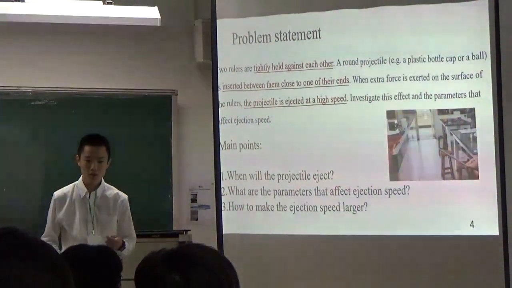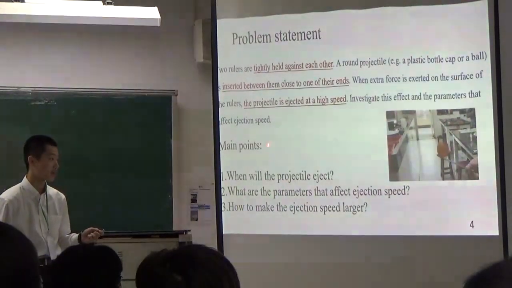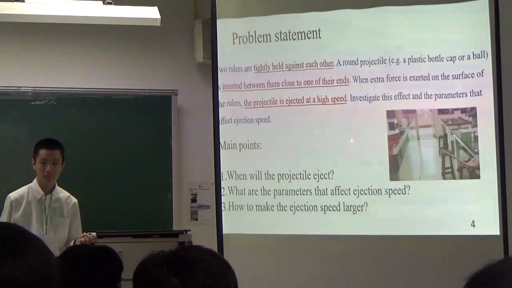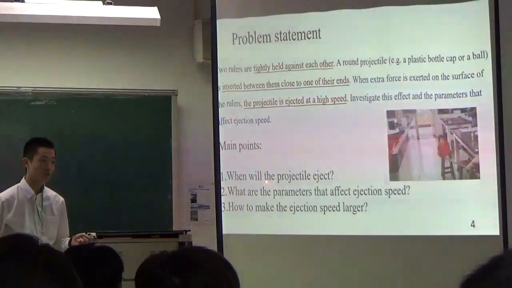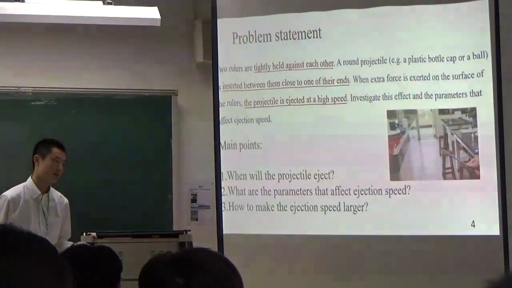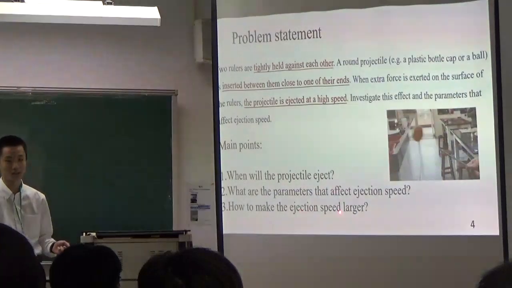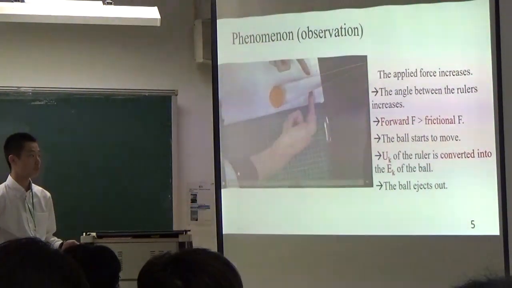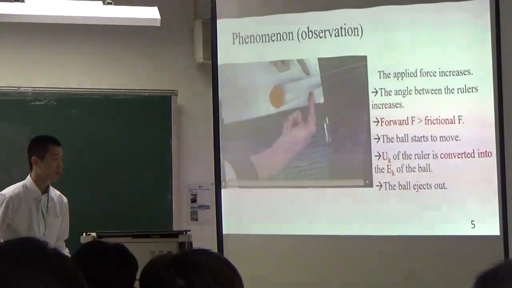After we know the problem statement, there are some main points for us to focus on. The first one is when will the projectile eject? The second one is what are the parameters that affect ejection speed. And the third one is how to make the ejection speed larger. This is a phenomenon that we observed during our experiment.